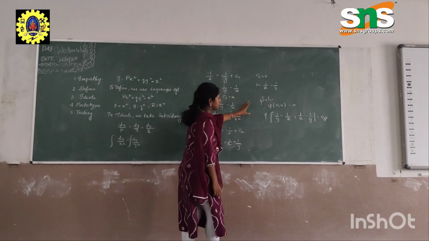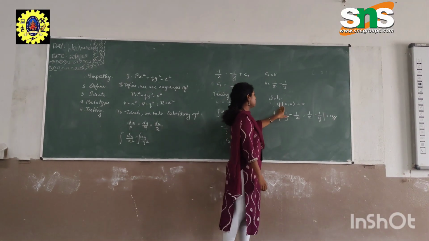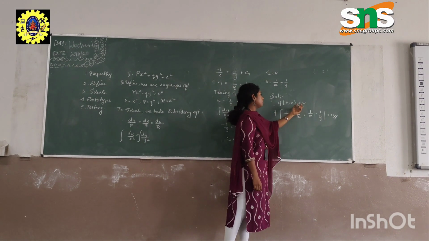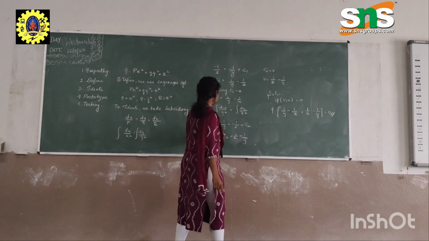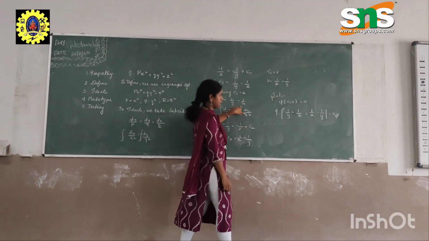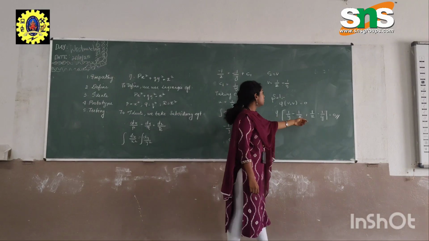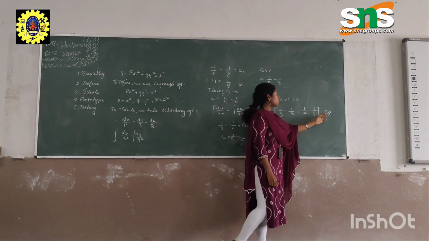So the final testing part, or we say the solution, is phi of u, v is equal to 0. Here we substitute u as 1 by y minus 1 by x, and for v we substitute 1 by z minus 1 by y.